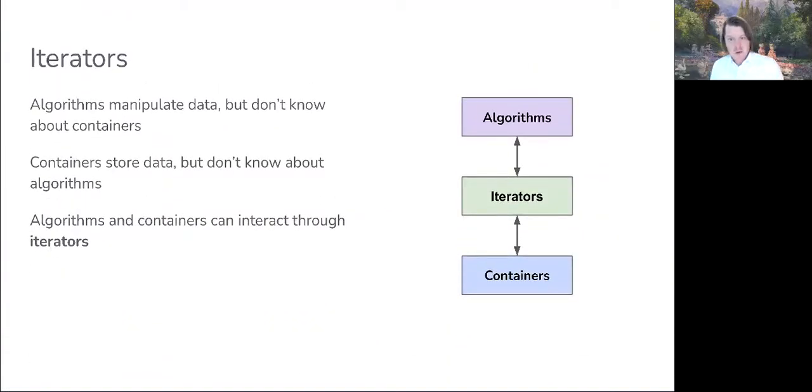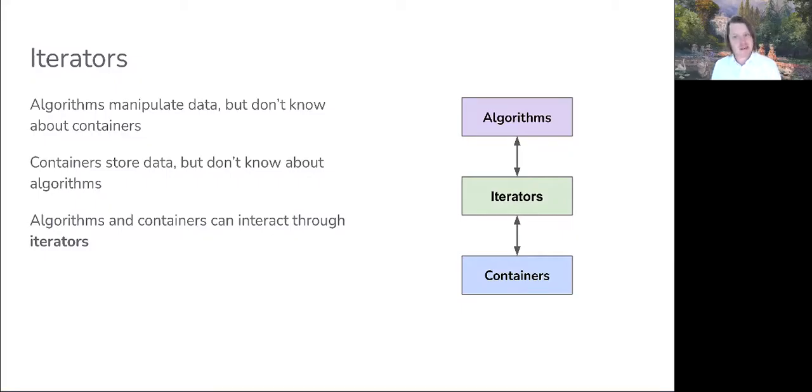So continuing, here's a key takeaway, and we'll see the implications of this for the standard template library. Algorithms manipulate data, but don't know about containers, right? If we want a generic algorithm, it cannot be focused on a particular container if we want that algorithm to be general and able to apply to multiple container types. So we can't have that algorithm depending on the underlying structure of the container. Likewise, we're going to want containers that store data, but don't have to know anything about algorithms in order for us to use them within an algorithm.